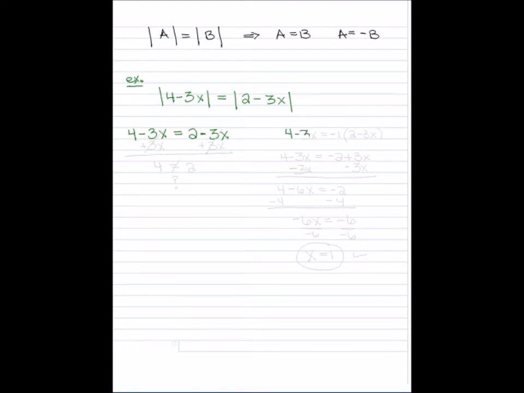So nothing changed. The second time that I write it, I need to have -B. So negative times the whole polynomial. What I did here was I put -1 parentheses 2 minus 3x, so I know to distribute that negative sign to everything in that polynomial. Now I need to solve each one of these.